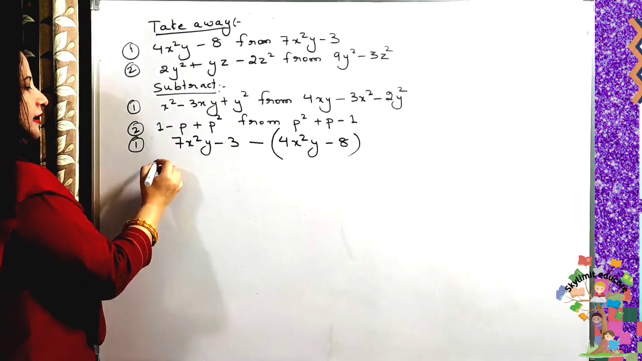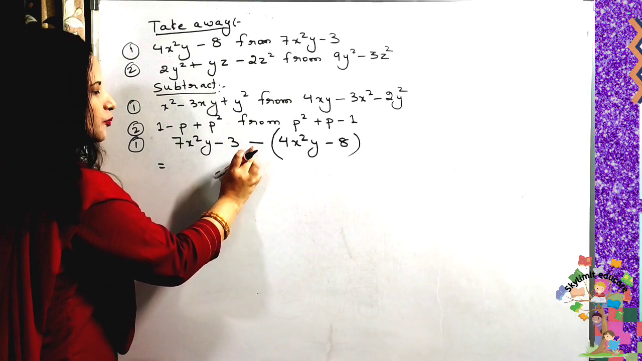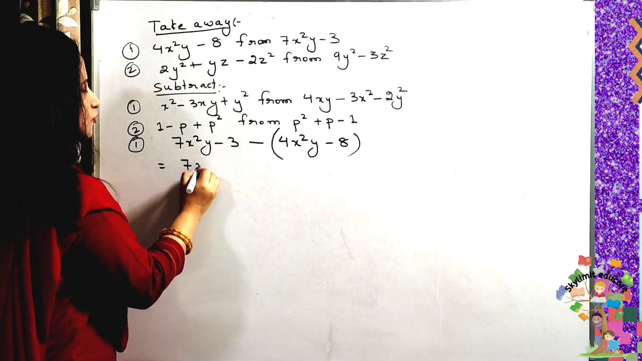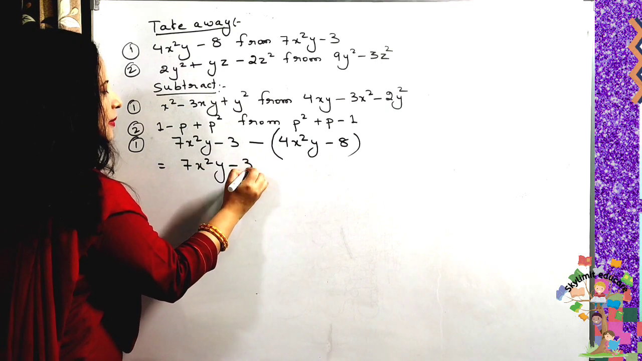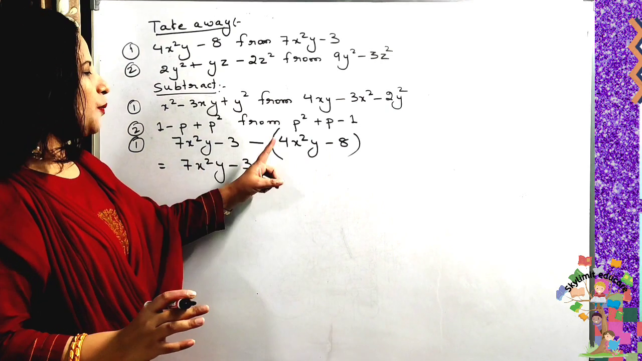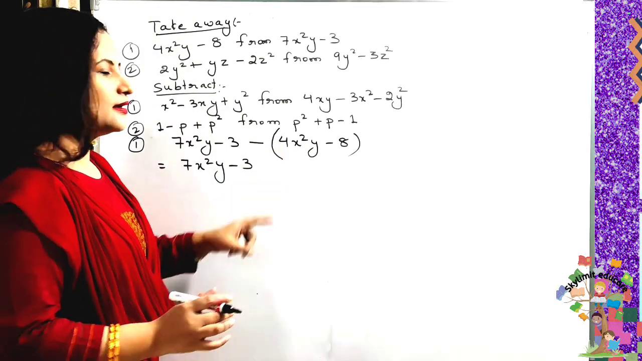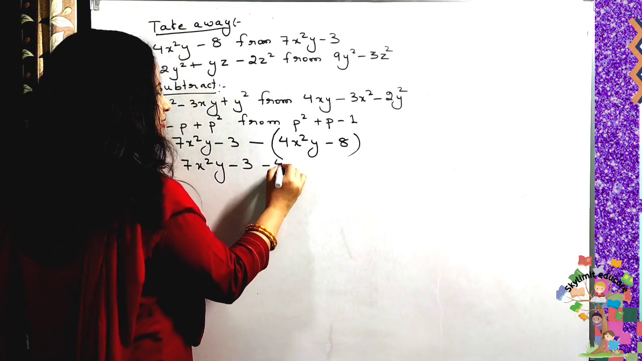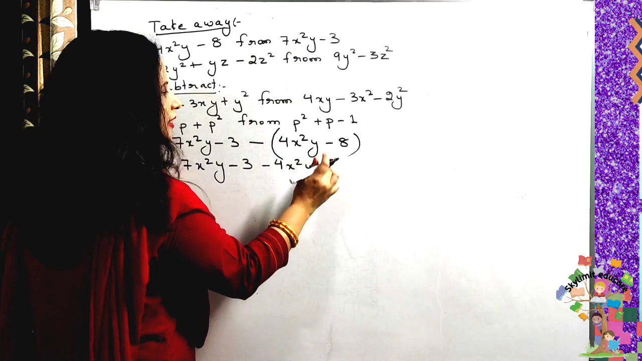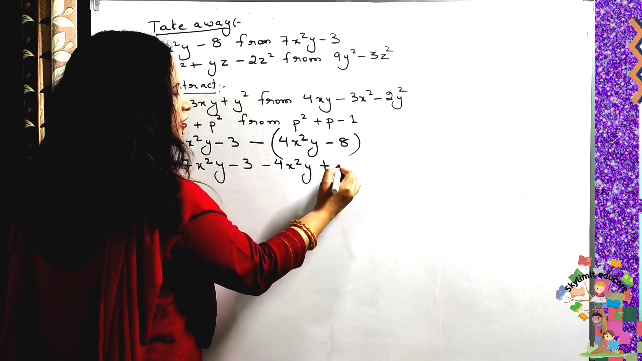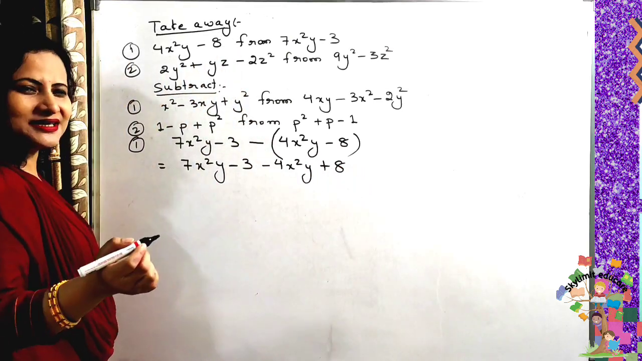Now I have to carefully open the bracket. So what I will do, first I will just copy down the minuend. Now carefully open the bracket, means what? 4x square y is positive inside the bracket, so it becomes minus 4x square y. Minus 8 is negative, it becomes what? Plus 8. Right?